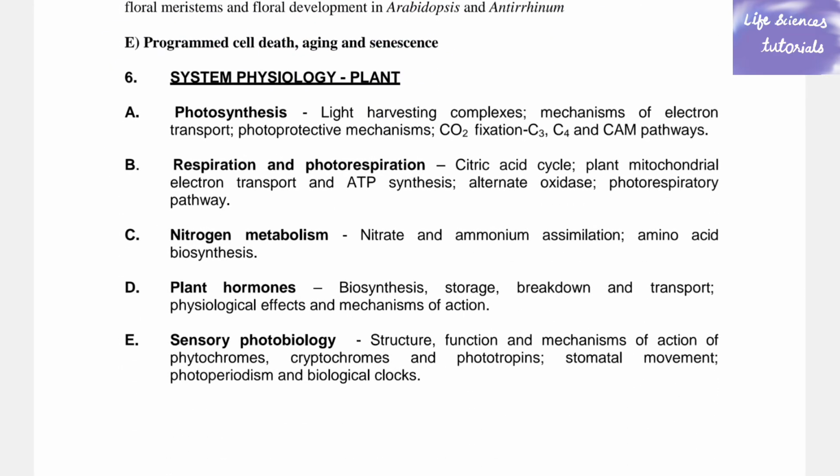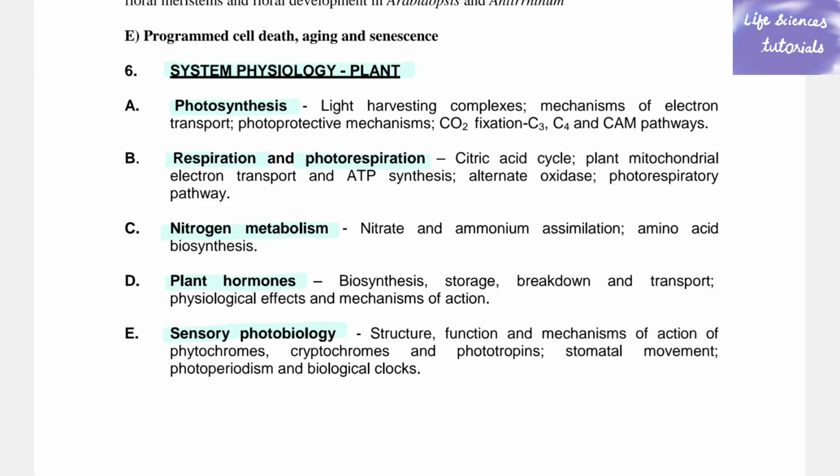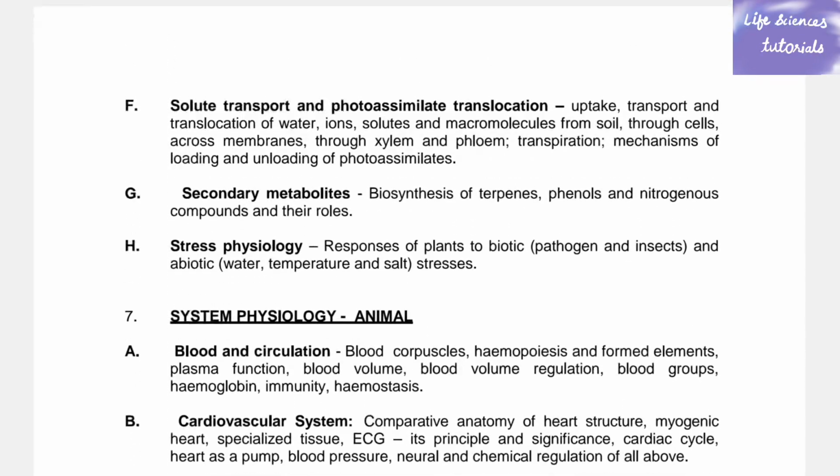Next, I think it is pretty easy to guess what will be present in this unit. System physiology, plant. So different components of plant biology and physiology, metabolic pathways, right? Plant hormones. So definitely all the details of photosynthesis, respiration and photorespiration, nitrogen metabolism, because obviously very important for plant growth. Then we have plant hormones, sensory photobiology. This is an important part of the plant physiology unit.